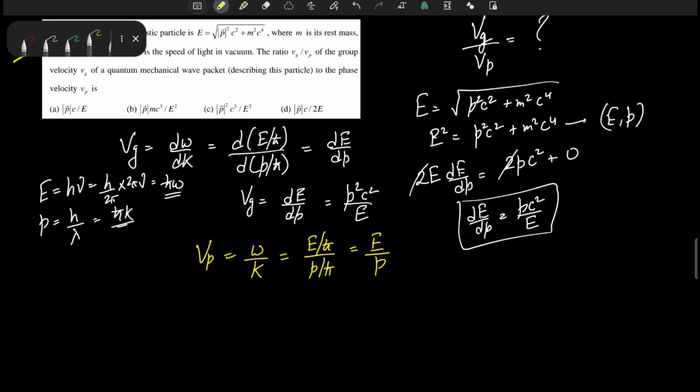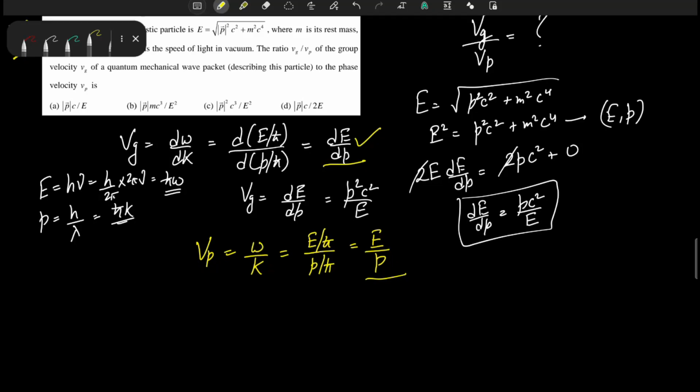So you won't calculate these formulas in the exam. I am just explaining how you can do that if you don't know. So you have to know these formulas in advance in exams. So Vg is dω/dk, and it is also equal to dE/dp, and Vp is equal to ω/k, and it is equal to E/p.